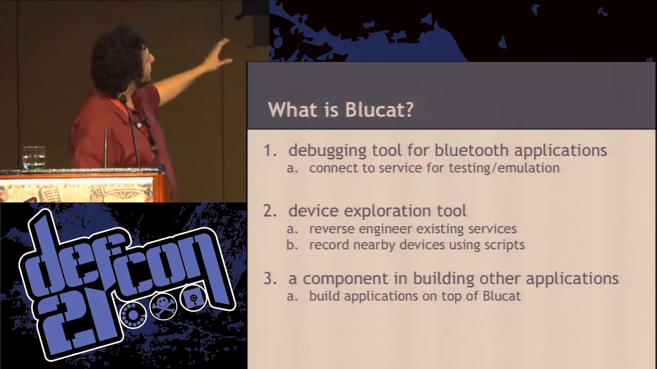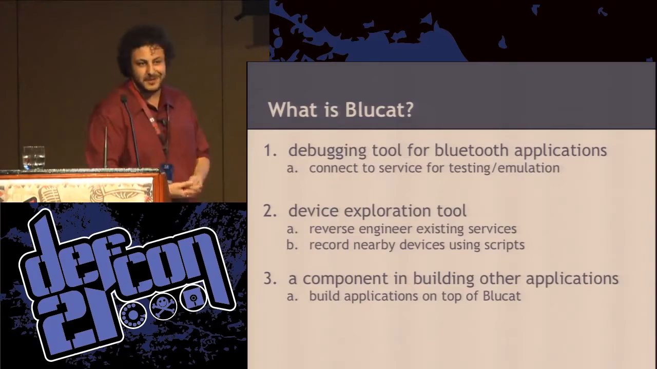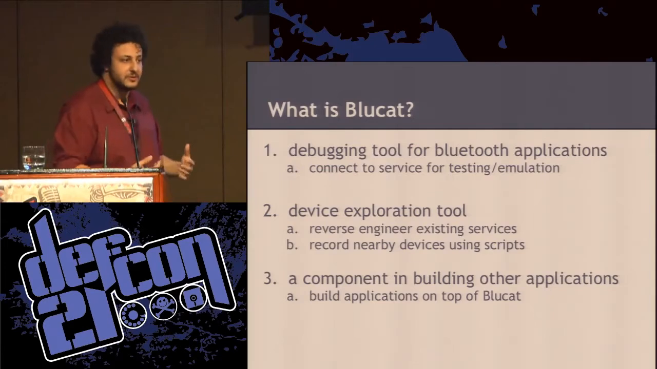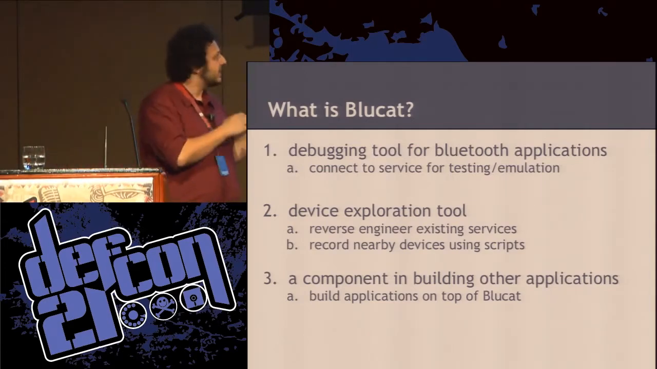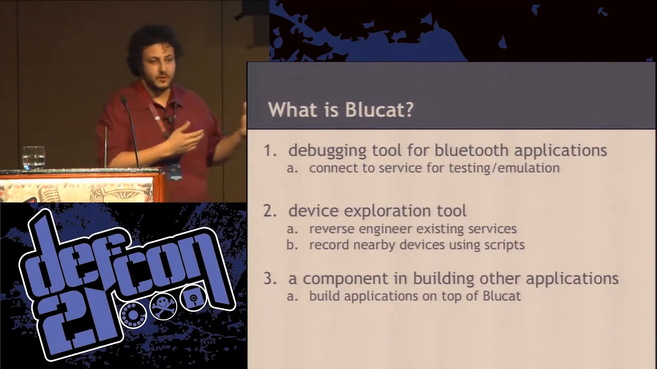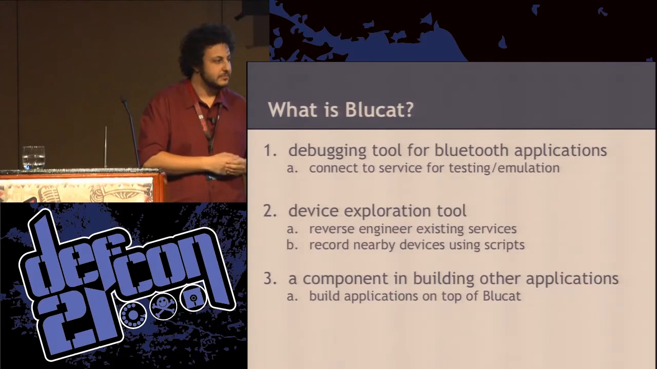So what is Blucat, right? What is the point of this? There are three main reasons I've been able to come up with. You have a debugging tool for Bluetooth applications. If you're writing a Bluetooth app, you can use it to debug your own application. You can see what's going on, like, did you modify the service record properly so that other devices can see that record?